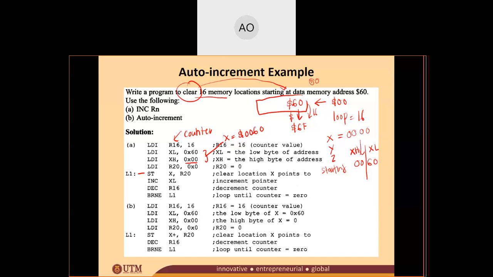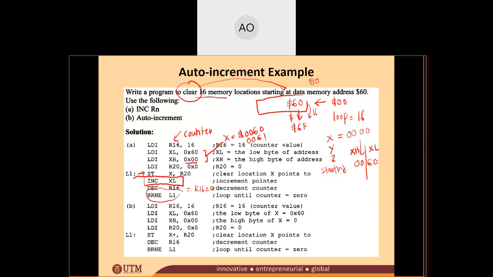we start to store, ST X R20, followed by increment XL. So increment your XL so that it now points to address 0061. Okay, decrement R16, so R16 now becomes 15, and branch not equal. This process will keep repeating until your R16 equals 0, and it will exit the loop. Okay, this is by using the increment Rn instruction.